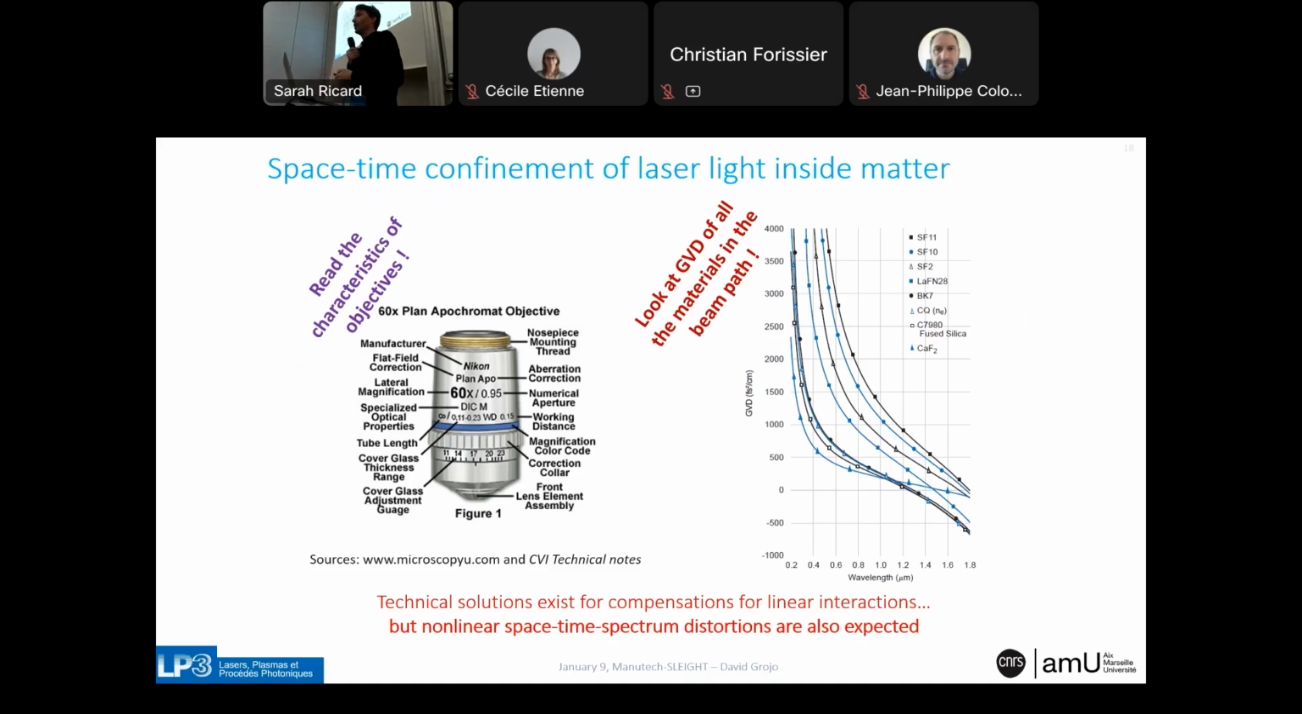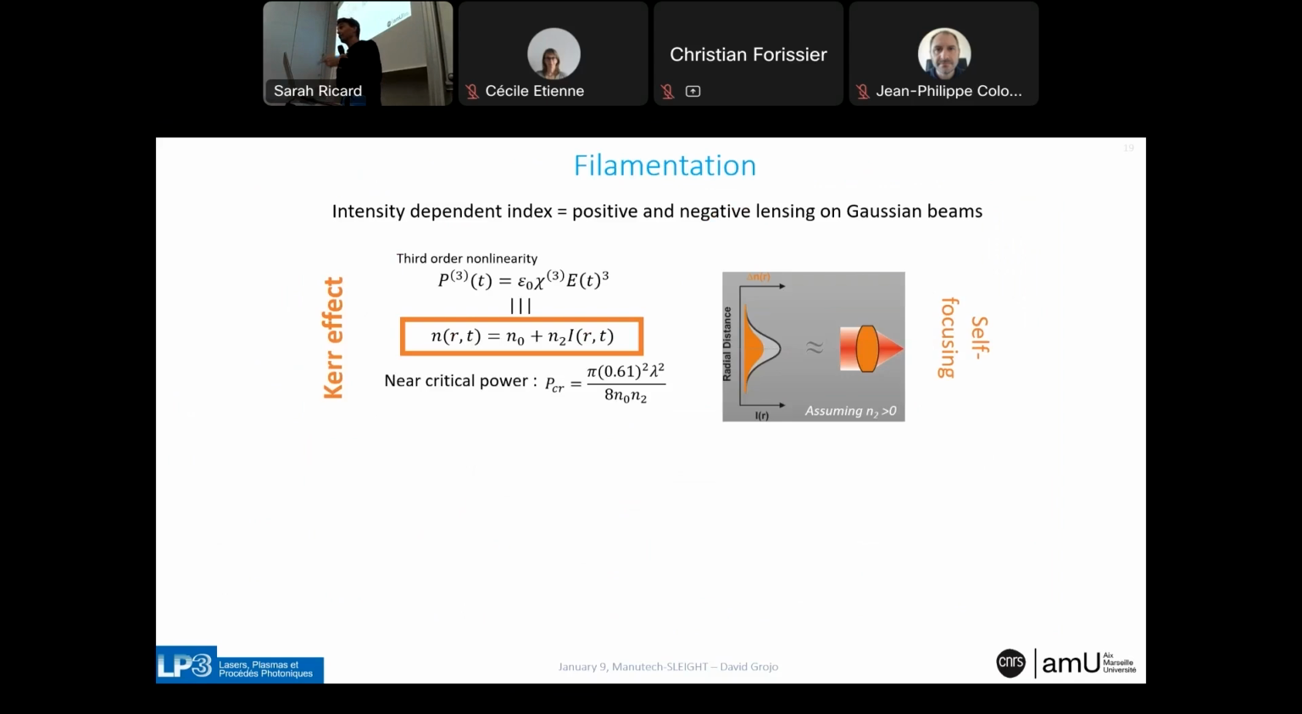But again, this is linear optics, and we have to consider that in the case of laser processing, nonlinear space-time but also spectrum distortion will be expected because of the high intensity of the pulses we use. So then I turn to nonlinear optics, nonlinear propagation. Probably you have heard already about the effect which is highly representative of this field, filamentation.